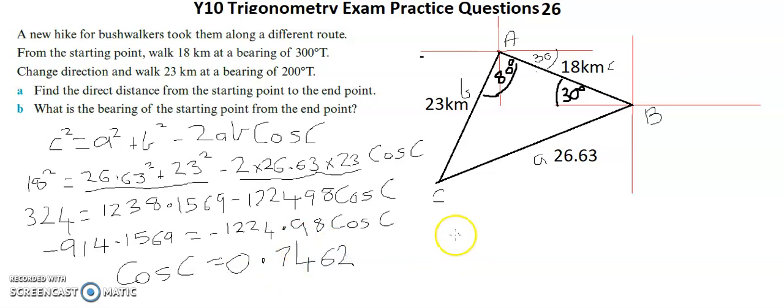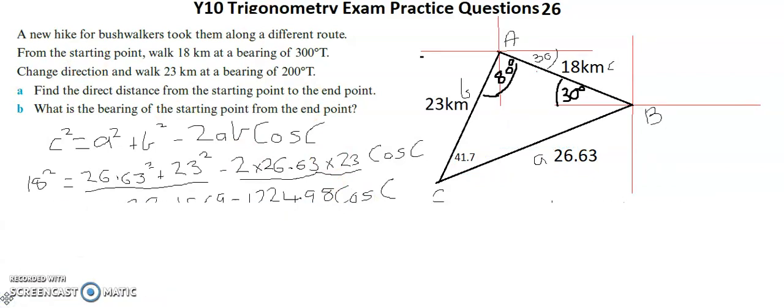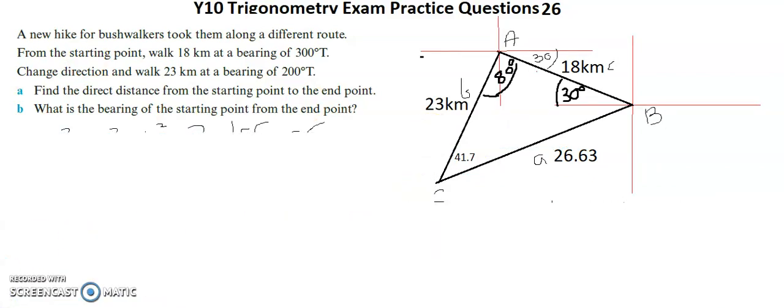To get c by itself, I need to do the inverse, which is the inverse of cosine. So cosine to the power of negative 1 on the calculator of 0.7462 gives me the angle of 41.7 degrees. So I'm just going to put that into my triangle now, because this is going to help me with finding the next part.